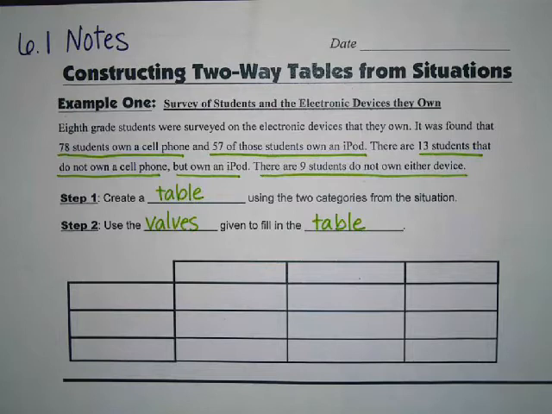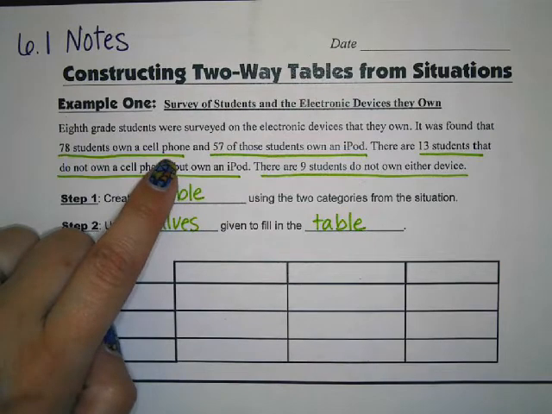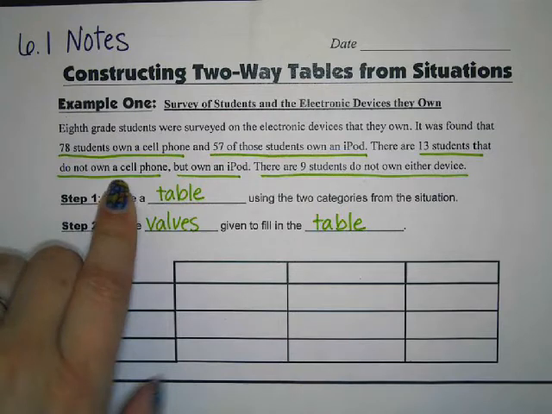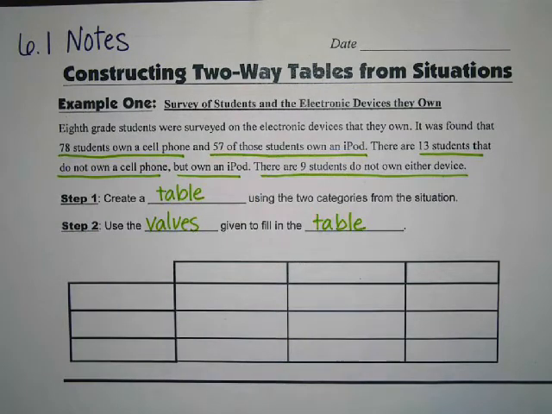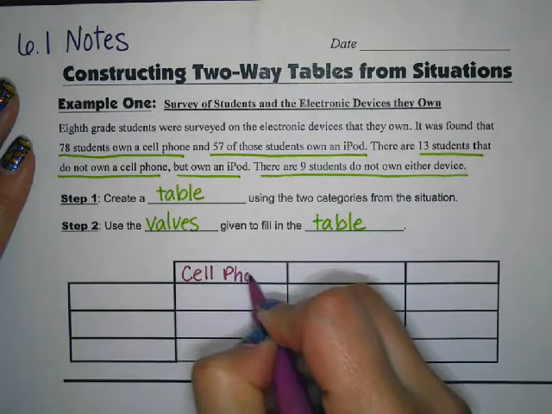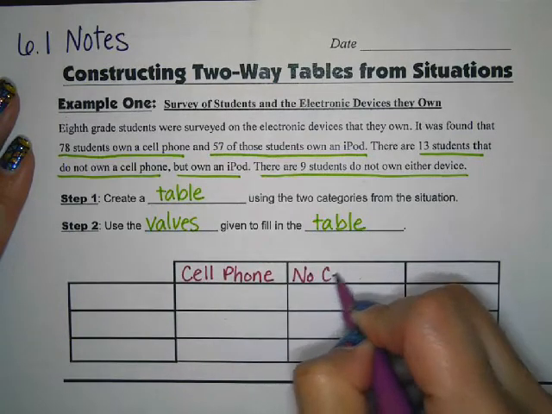All right, so the first thing we need to do is identify what is going to go in our values here and here. Okay, so we know that we have students that own a cell phone, students that do not own a cell phone, and then we have students that have an iPod versus not having an iPod. So our cell phone, let's put it here. This is our first set of data. They either have a cell phone or they do not, so no cell phone.